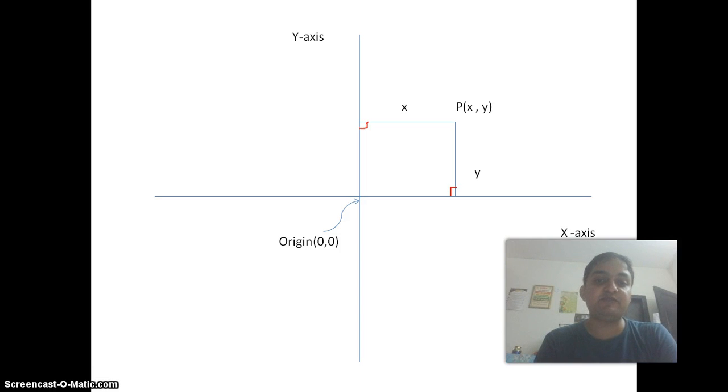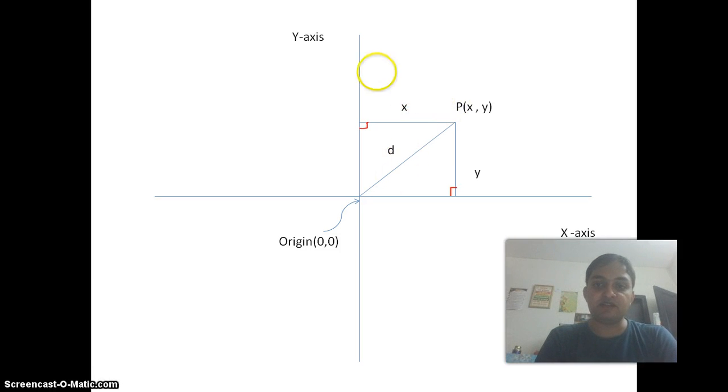The distance of point P from origin is given as the shortest distance between point P and origin. So this line shows the shortest distance between P and origin. We denote it by, let's say, D. So if we observe carefully, both the angles are 90°. So and these are both perpendicular axes.